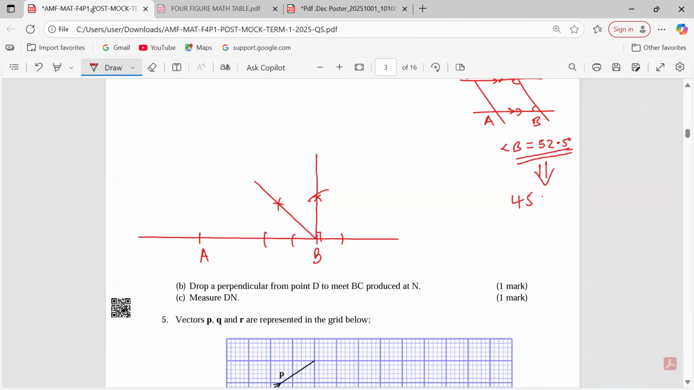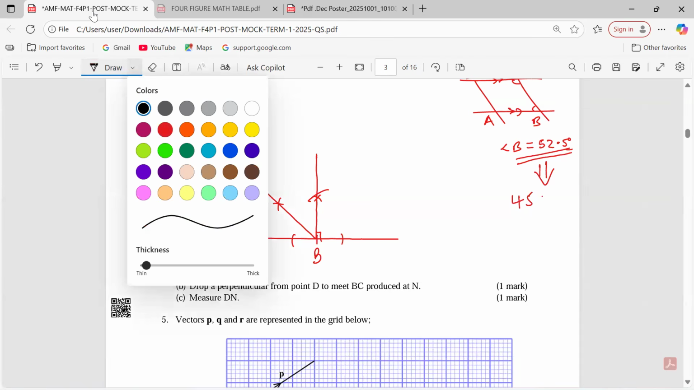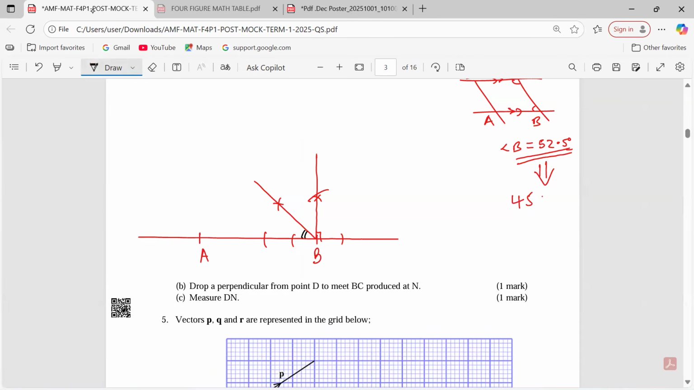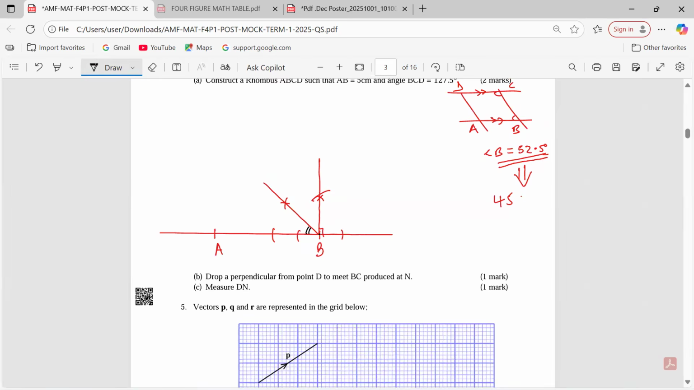That's 45. Then after 45, what has remained is also 45. But now, if we construct 60, this is 45. Then now we construct again 60. From B, we construct 60 like this. So starting at that point, produce 60 like that.